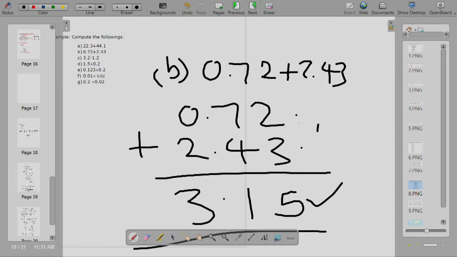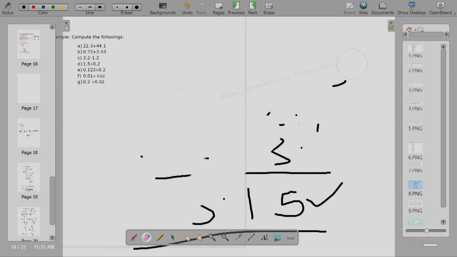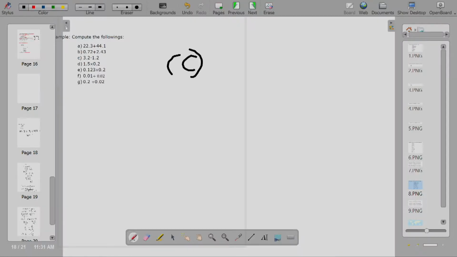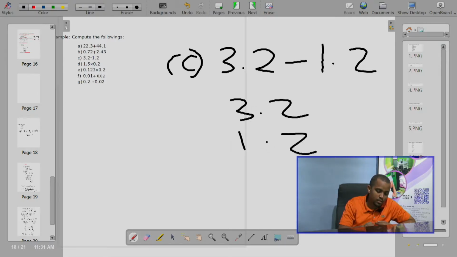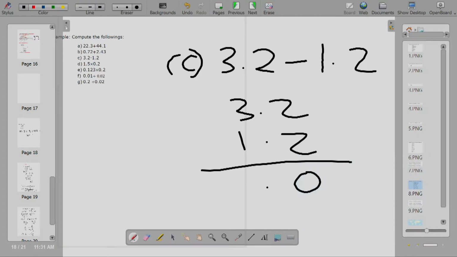Let's move to Roman C, which requires us to subtract 1.2 from 3.2. These two decimals can be subtracted as follows. 2 minus 2 equals 0. 3 minus 1 equals 2. So the answer will be equal to 2.0, or simply 2.